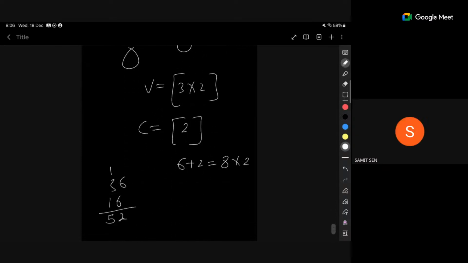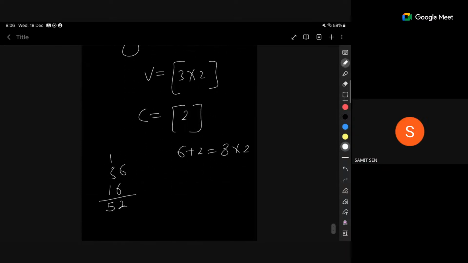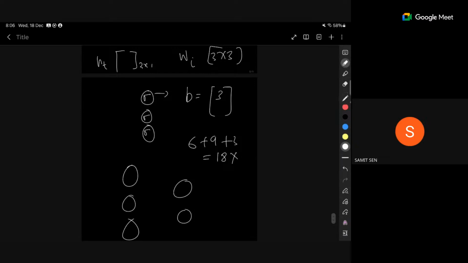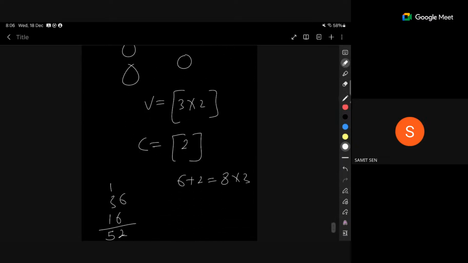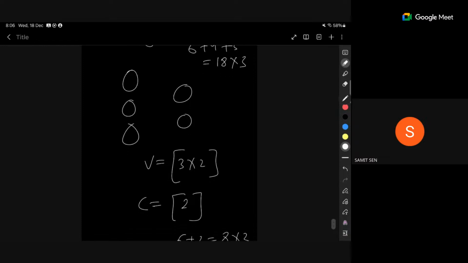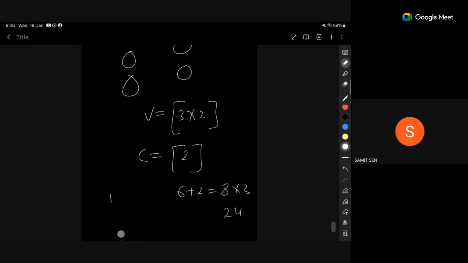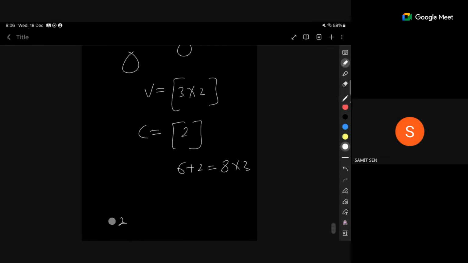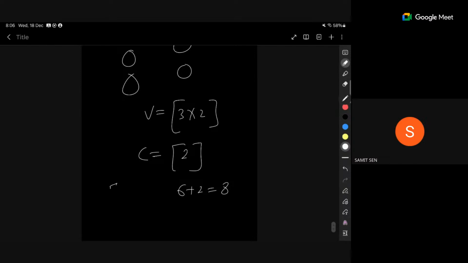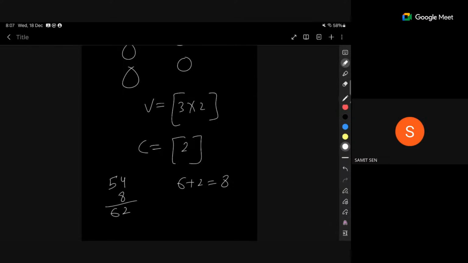Okay, sorry. That is why it is 3. Otherwise, I would have multiplied by 4. So it is 54, and this is 8, because output is only 1. 6 plus 2. So 54 plus 8, which is 62. Yeah, correct. That's what I got.